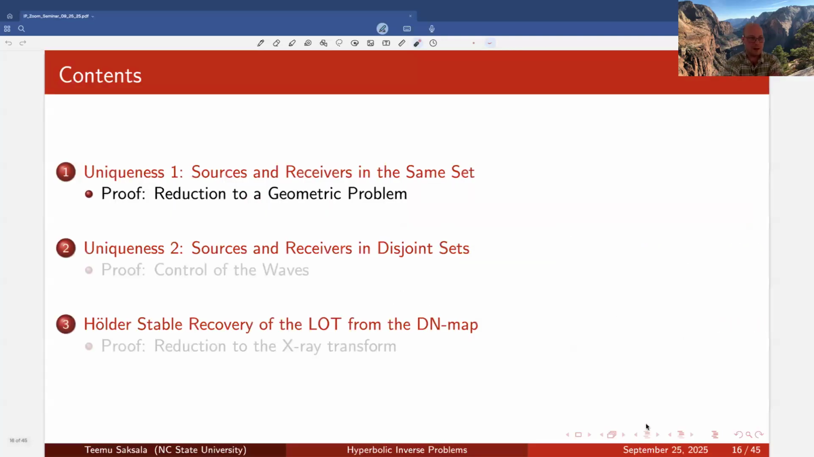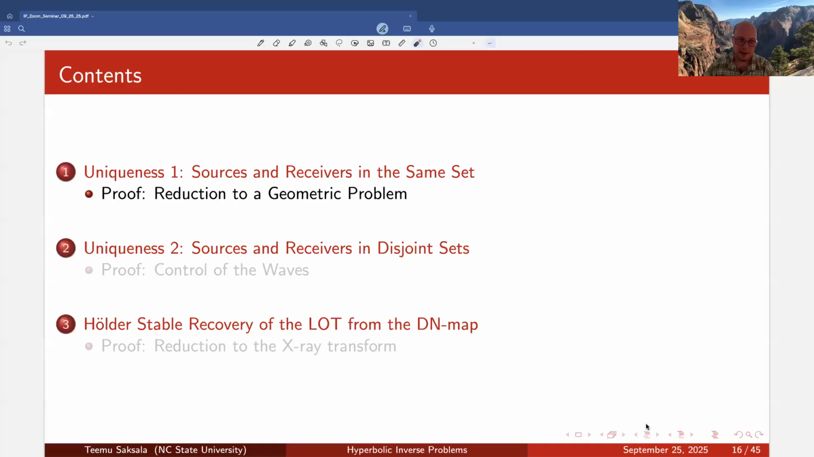Okay, so let me go to these proofs, how these work. I maybe spend a bit more time on the first proof, because the methods presented there will propagate also into the second proof, but I might be more brief on the second one. But let's start: what is the idea?